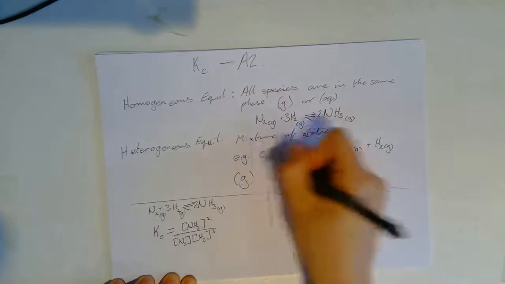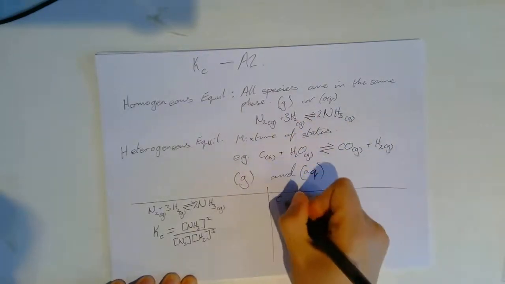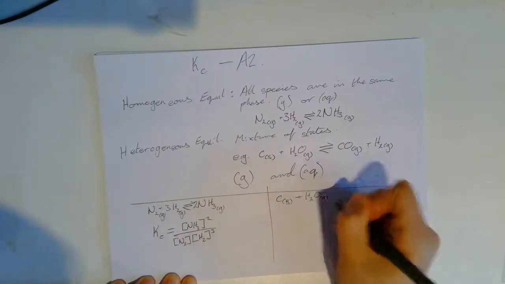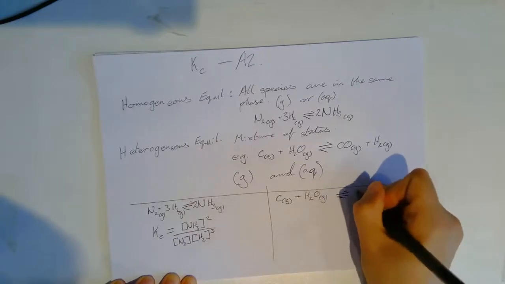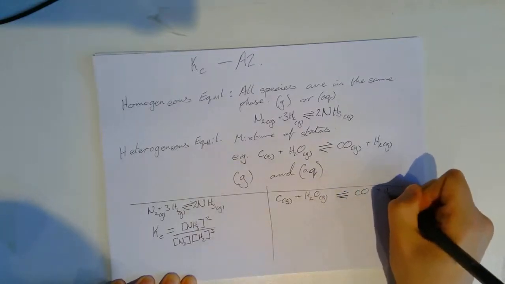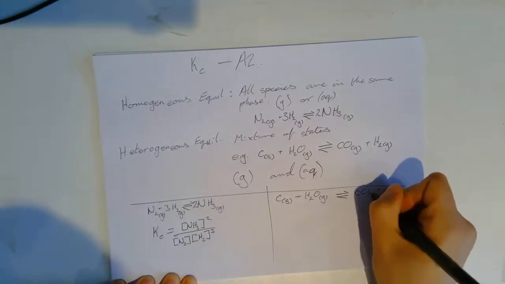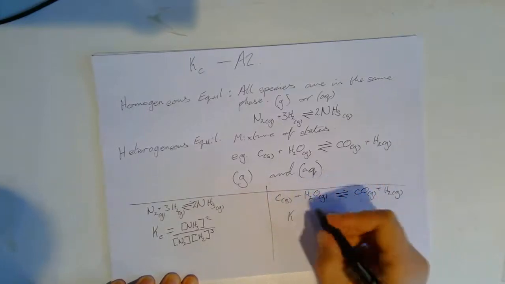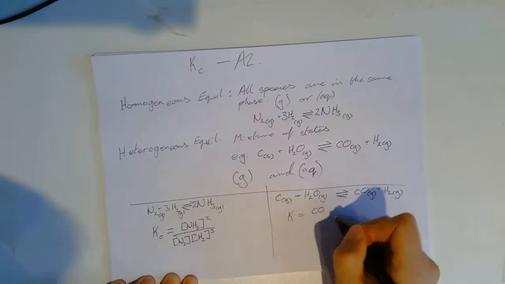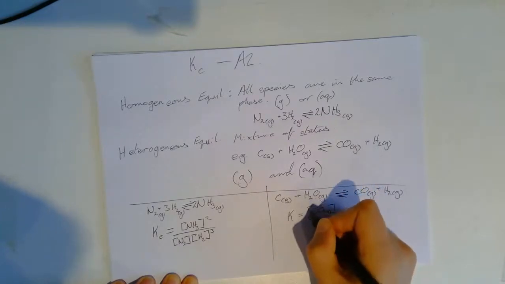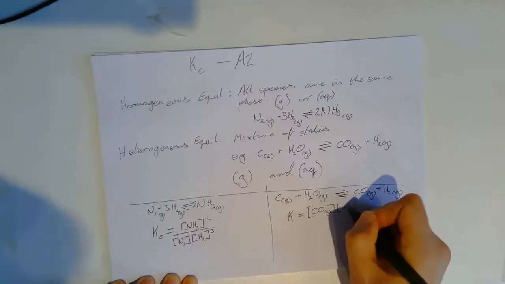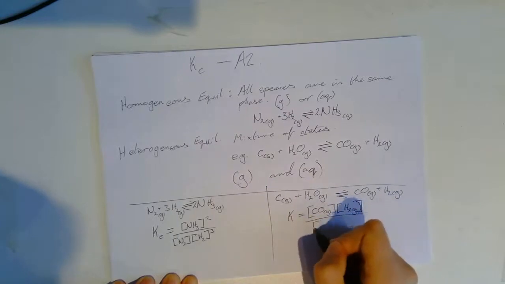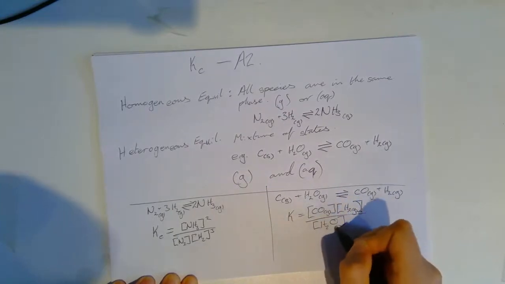And here, because we're not interested in the solids, so if we had our equation here, then we again have product over reactants, each to the power that it's in the equation, but of course we're not interested in the carbon, so we actually end up with carbon monoxide gas multiplied by hydrogen gas, square brackets, divided by the concentration of H2O, which was gas in this case.